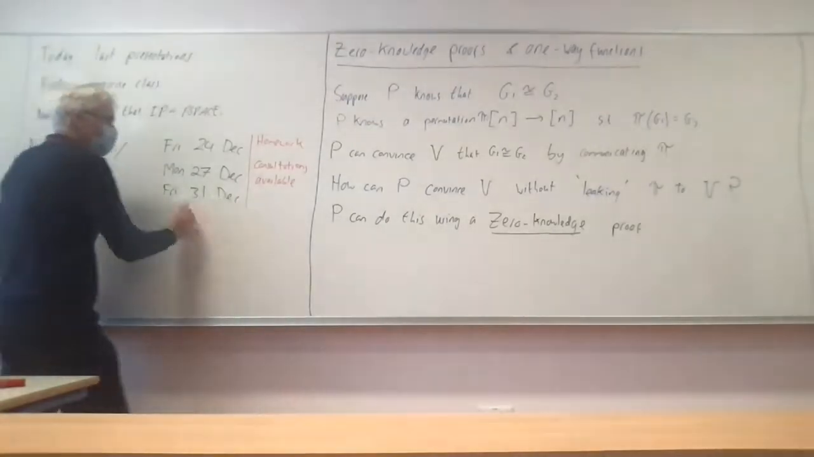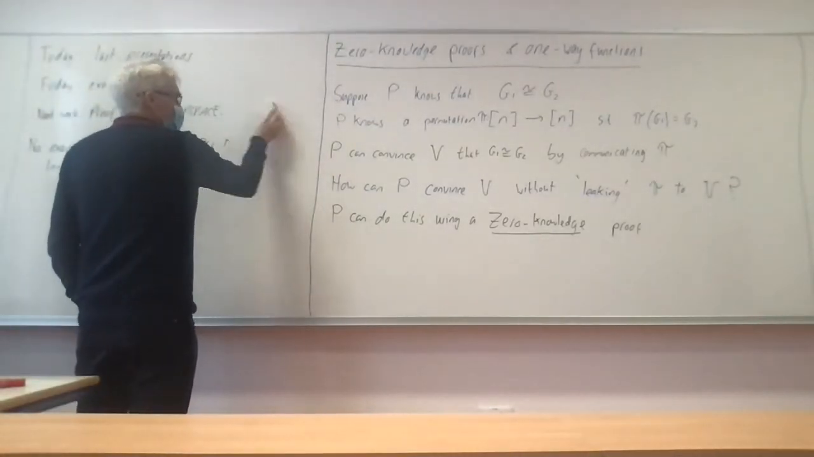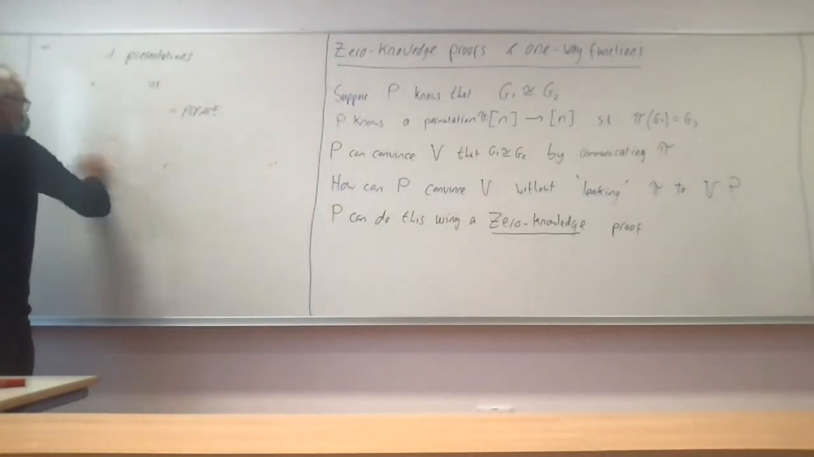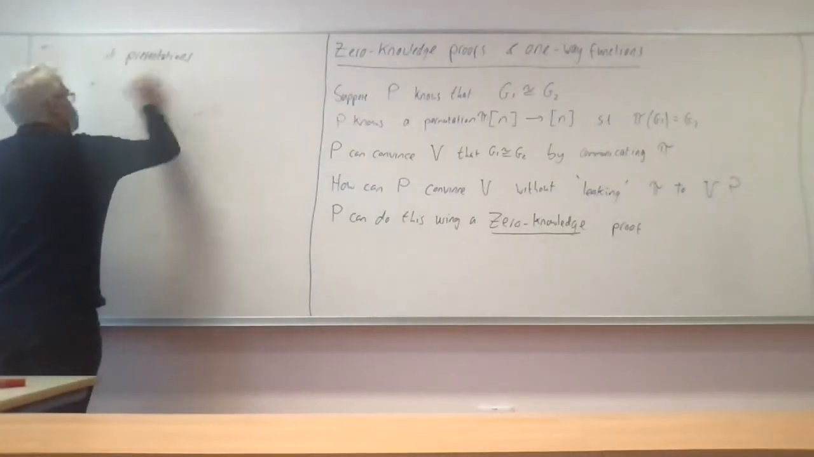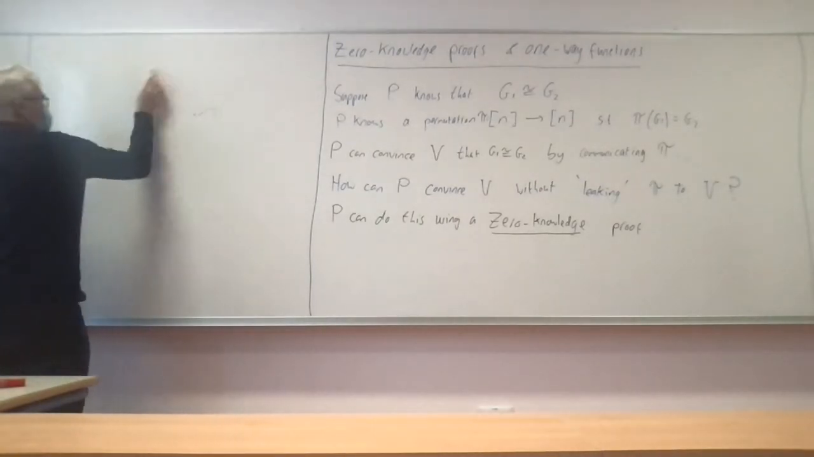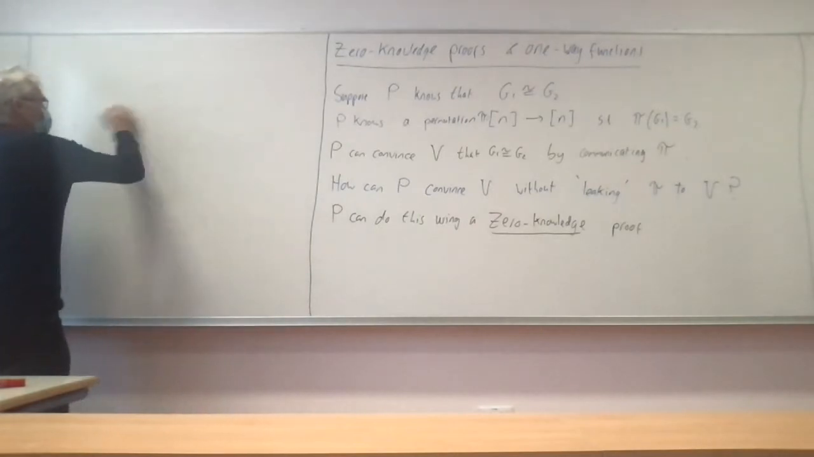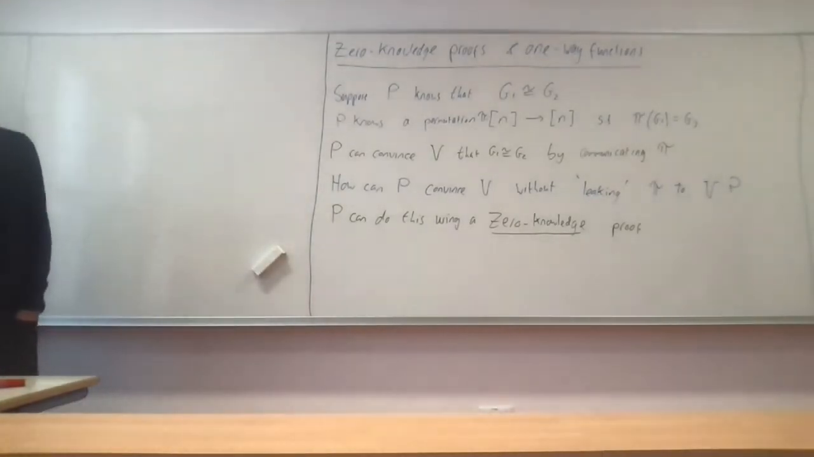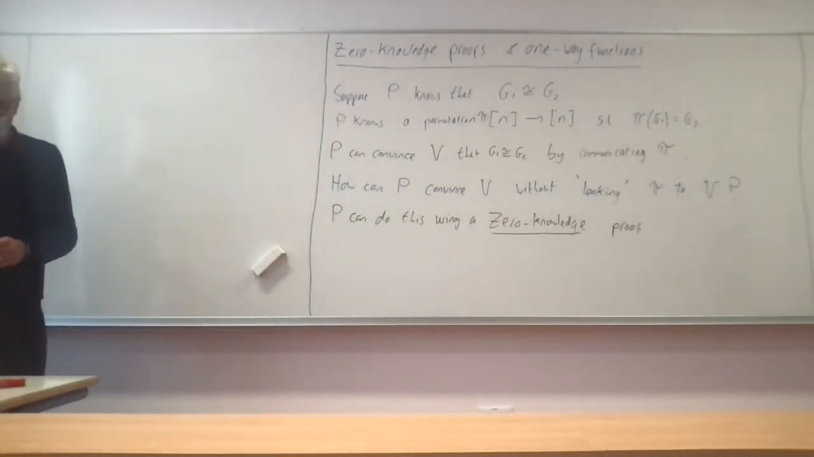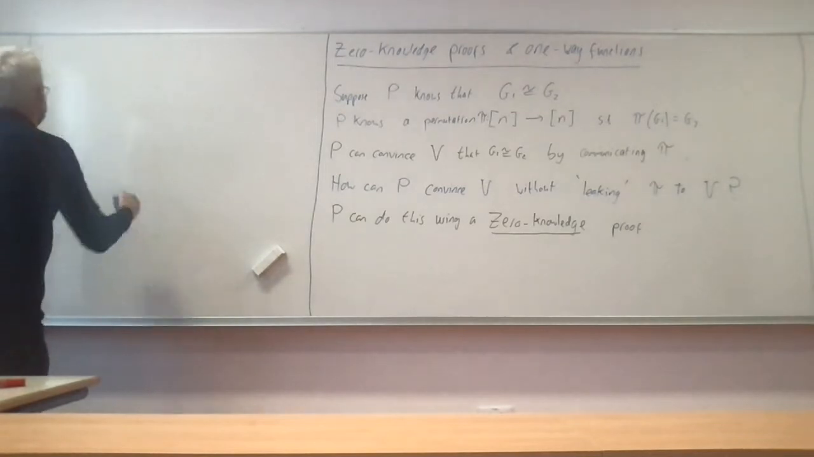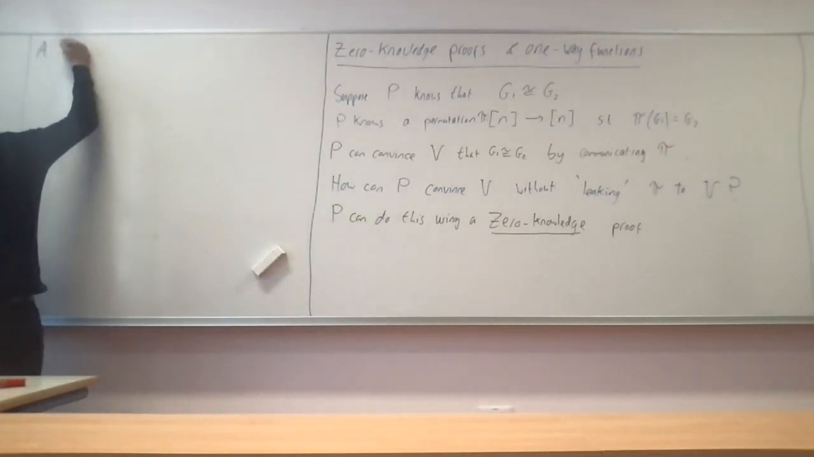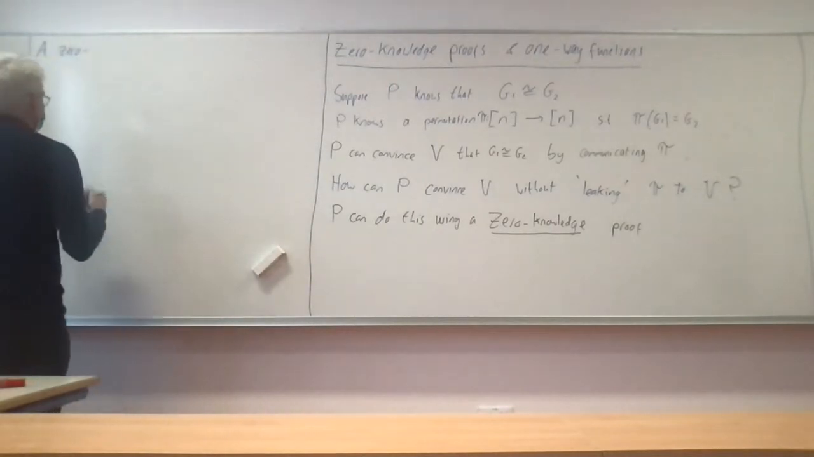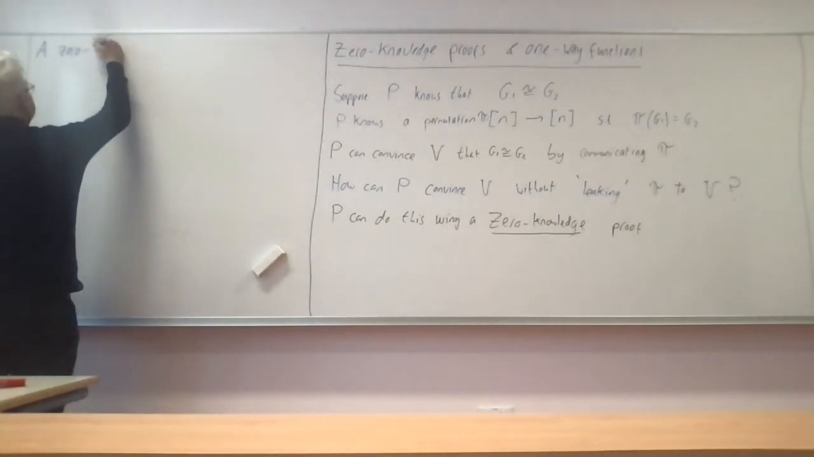I'm going to present a zero knowledge proof that G1 is isomorphic to G2. I'll put myself in the position of the prover. I want to prove this to the verifier while keeping the isomorphism that I know a secret. So a zero knowledge proof. And we're going to assume that G1 is isomorphic to G2 in order to tell you what the proof is.